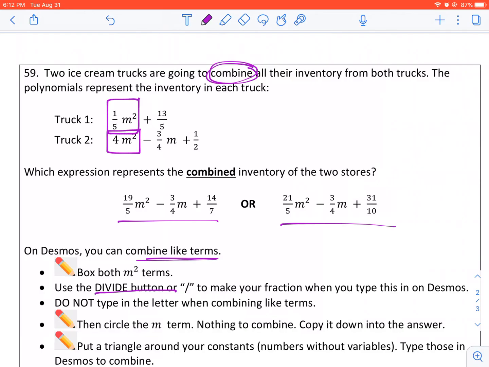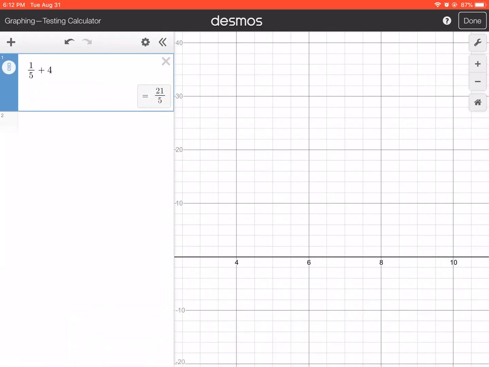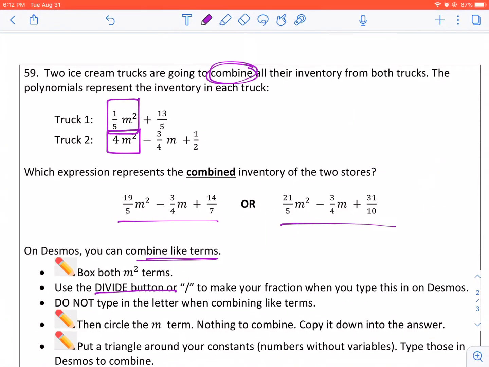So we're going to do 1/5 plus 4. 1 divided by 5, and then we move out to the side, plus 4. And then we get a decimal. To change that to a fraction, we press that circle in the blue margin, and we get our 21/5. So when we go back to our page, those together give me 21/5 right there.